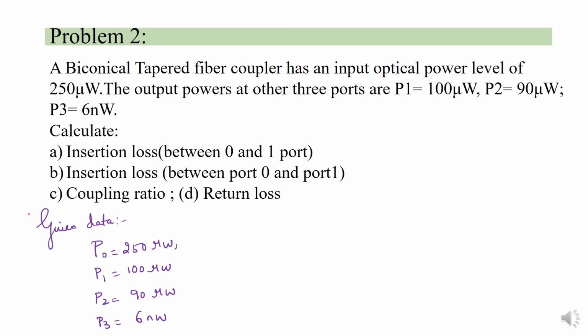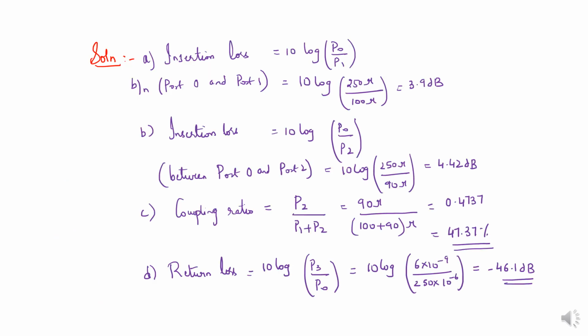Write down the given data. The input power level mentioned in the question is 250 microwatt, so we take P0 as 250 microwatt; P1, P2, P3 are given. They asked to find the insertion loss between port 0 and port 1. Therefore it becomes 10 log of P0 by P1. If we substitute the given values, you will get 3.9 dB.